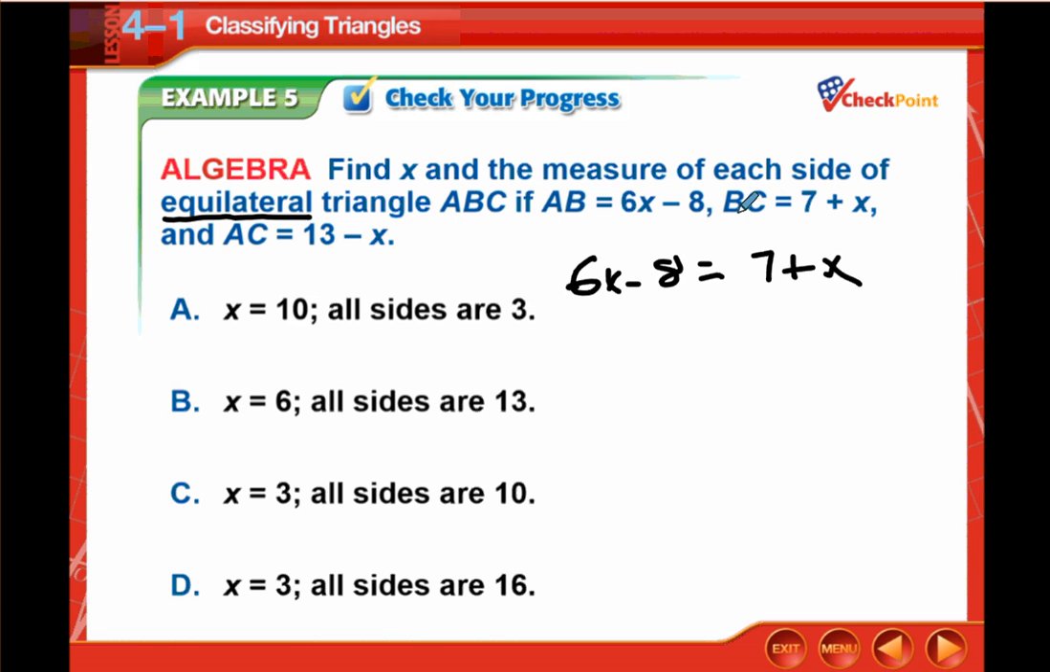I also know that segment BC and AC must be equal in length, so I could write 7 plus x equals 13 minus x. I also know that AB and AC are equal in length, so you can actually write 6x minus 8 is equal to 13 minus x. So it doesn't matter which one of these three you decided to write and solve, you should get the same solution for all three.